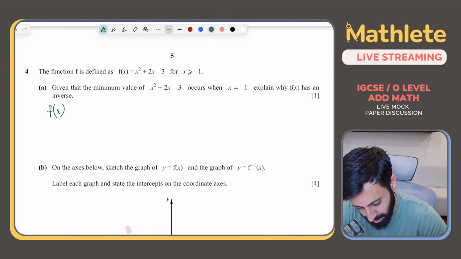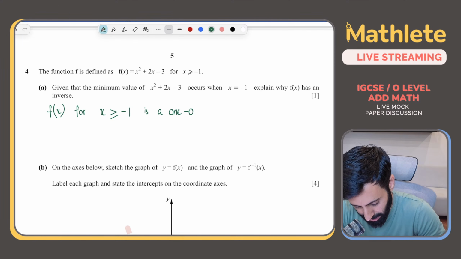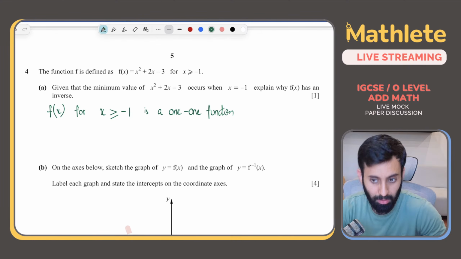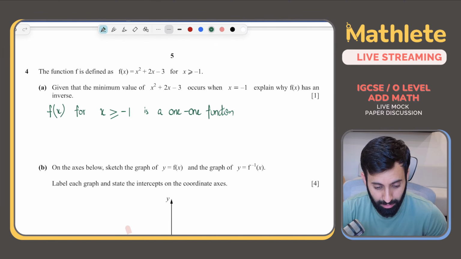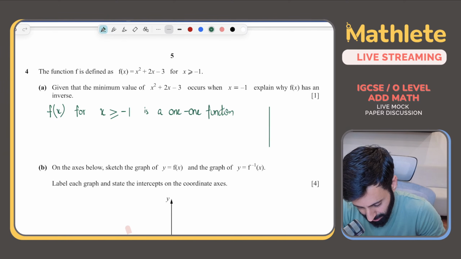Now naturally a quadratic function is not a one-to-one function. But given the domain, that x is greater than or equal to minus 1, it is a one-to-one function. Naturally a quadratic function is not a one-to-one function, it is a many-to-one function. So given the domain it is a one-to-one function. Everyone should know that naturally a quadratic function is not a one-to-one function.